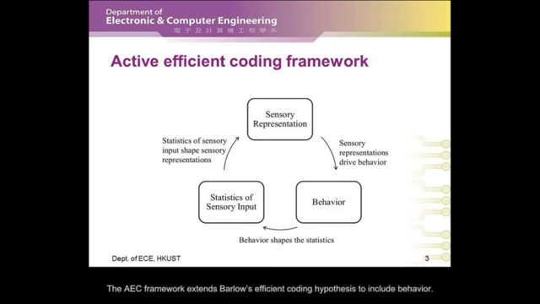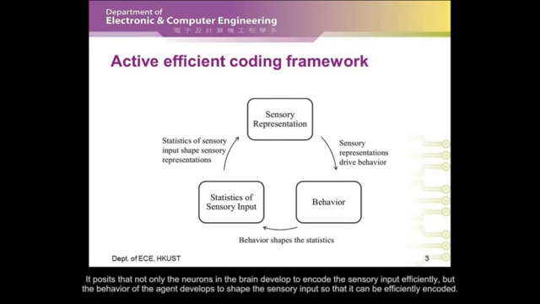The AEC framework extends Barlow's efficient coding hypothesis to include behavior. It posits that not only the neurons in the brain develop to encode the sensory input efficiently, but the behavior of the agent develops to shape the sensory input so that it can be efficiently encoded.